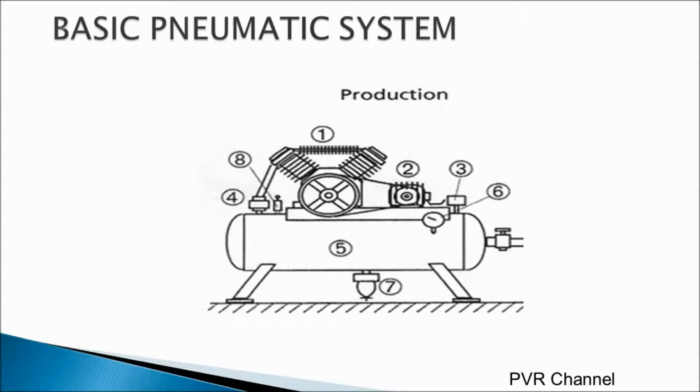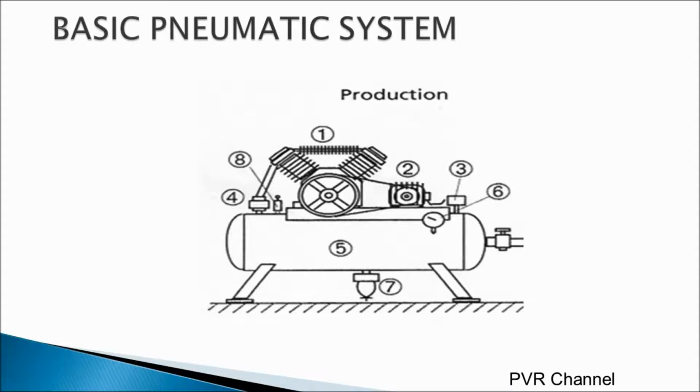When the compressor is off, the air stored in the tank should not reverse again. So the NRV or the check valve, number 4, will stop the air going from the tank to the compressor. It allows flow in only one direction, that is, from compressor to tank only.